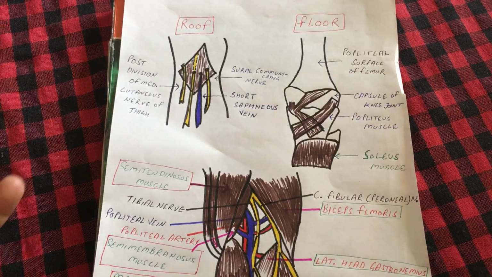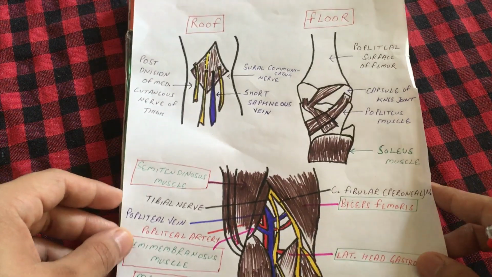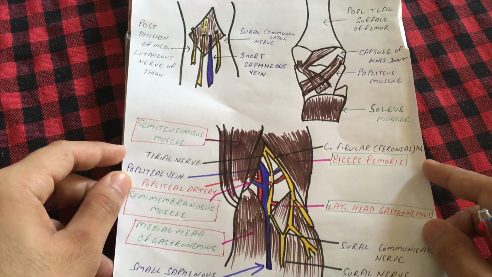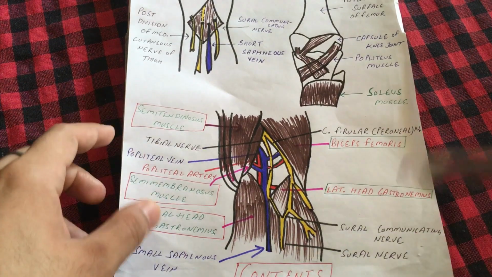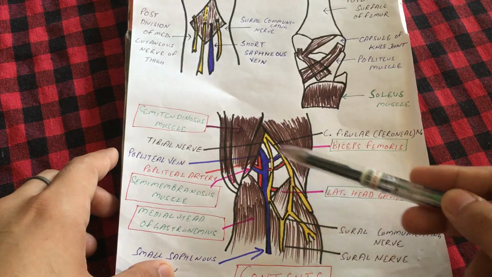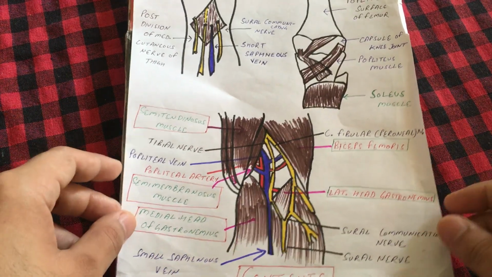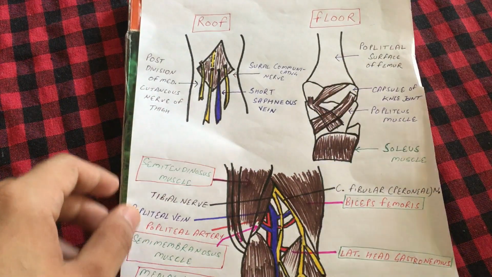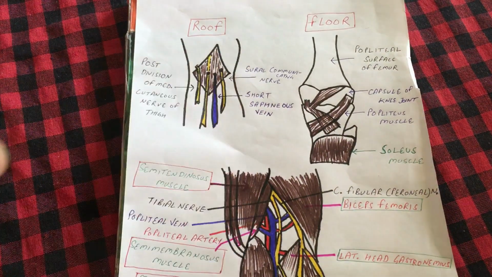So this is all about the popliteal fossa. You can take the screenshot if you want. These all are the boundaries formed by the muscles, and the contents: tibial nerve, vein and the artery. This is the roof, this is the floor, and these are the important structures in the roof.